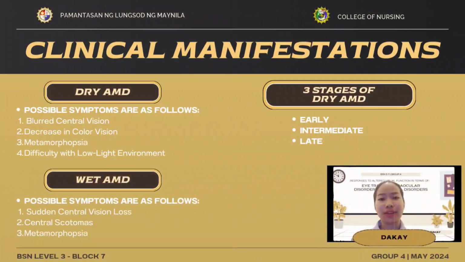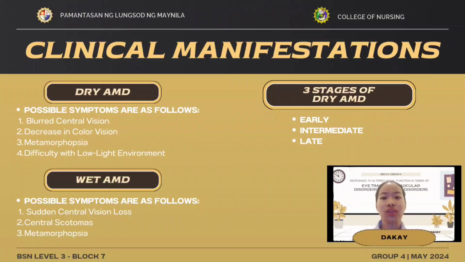Next we have the clinical manifestation. Here, we have the two types of AMD. First is the dry AMD, and second is the wet AMD. Speaking of dry AMD, this is also known as non-exudative AMD. It is considered the most prevalent form, affecting roughly 85% of AMD cases, and it progresses gradually over time, causing the breakdown of light-sensitive cells, the photoreceptors, within the macula.